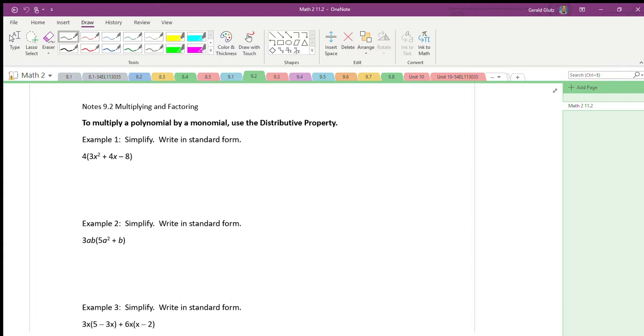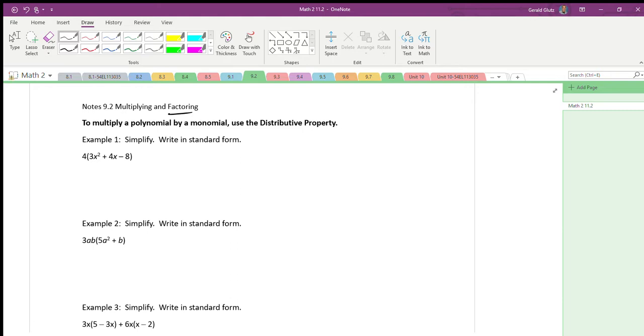Hello! Alright, today's lesson is going to be all about multiplying and factoring. Factoring is going to be something that's really important not only for this unit, but for most of the rest of the units in this whole semester. So that's something you're really going to want to know how to do. And again, you're going to do it next year too in Math 3.